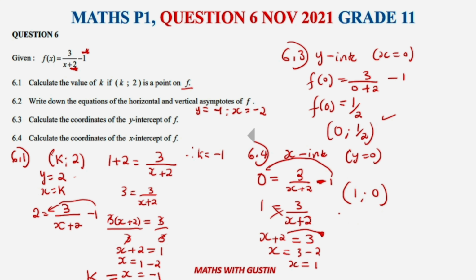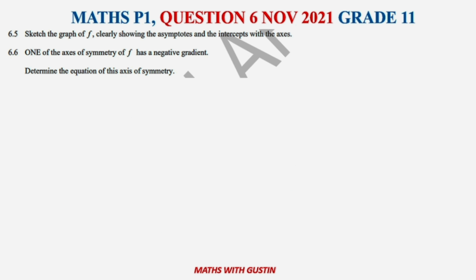All right, and we would get full marks there, right? Okay, moving right along, let's move to 6.5. It says sketch the graph of f, clearly show all the asymptotes and also all the intercepts. All right, so I'm just going to put the equation here. f of x is equal to 3 over x plus 2 minus 1.